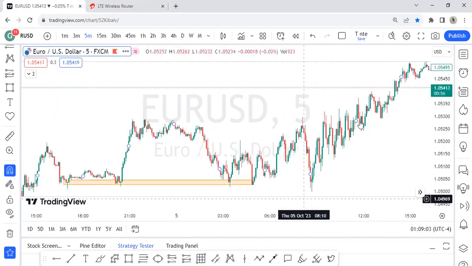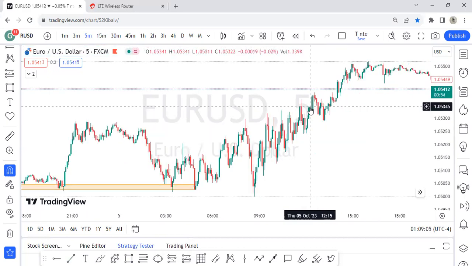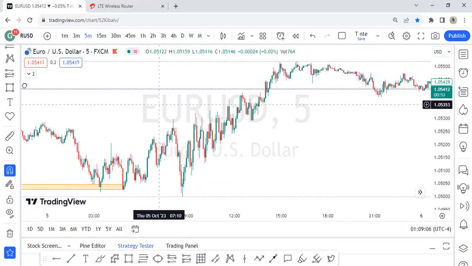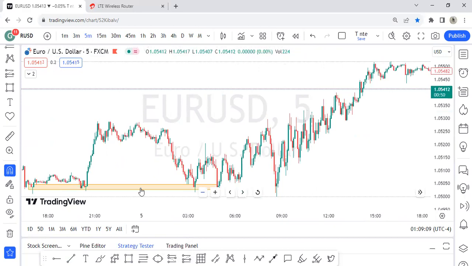Now see how these things occur. These are all liquidity traps, traps for liquidity. All right, so that's how I look at it. The market does not respect that.